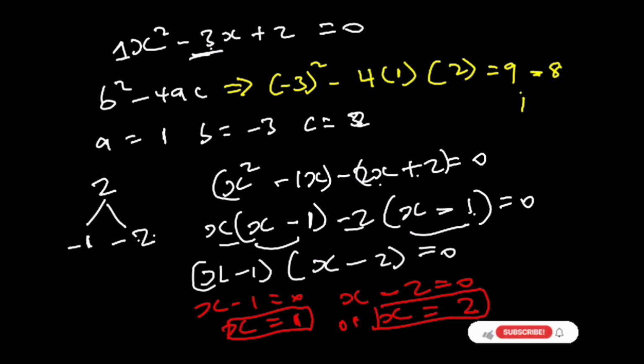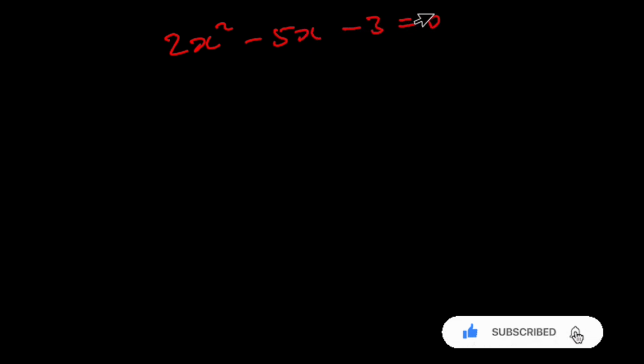Let's solve the third question. So we have 2x squared minus 5x minus 3 is equal to 0.